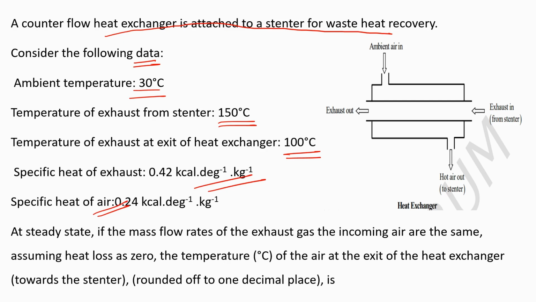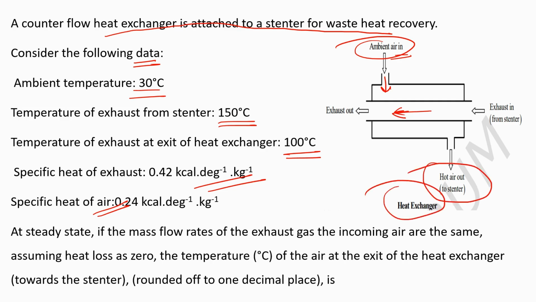You can also see in this figure that ambient air comes in here, and this is the way from where the exhaust from the stanter is discharged, and hot air goes to the stanter. This is a typical figure of a heat exchanger. From here the hot air goes out to the stanter.